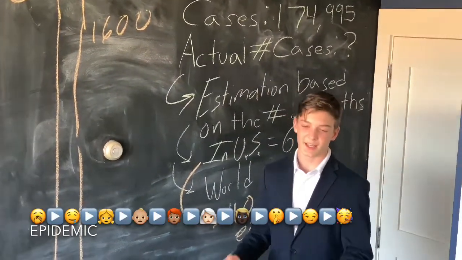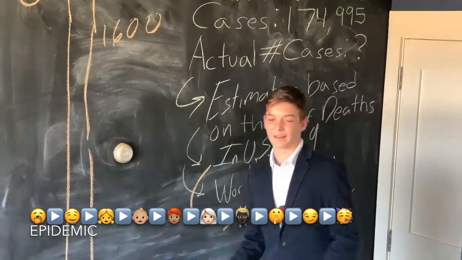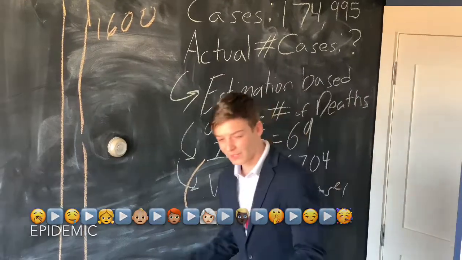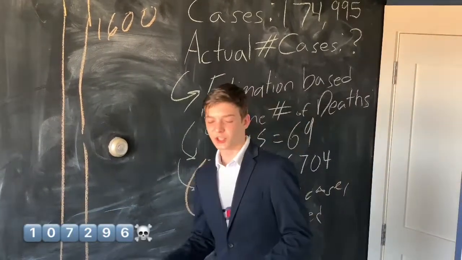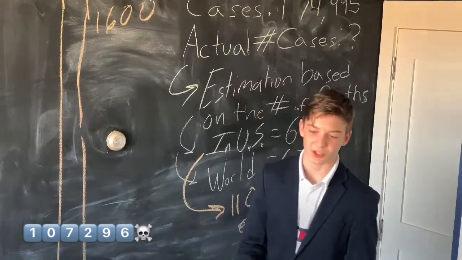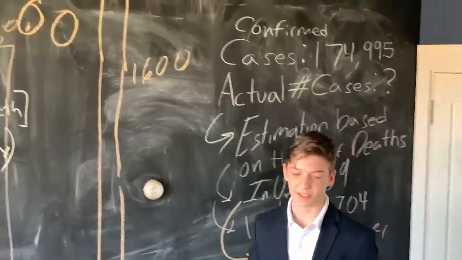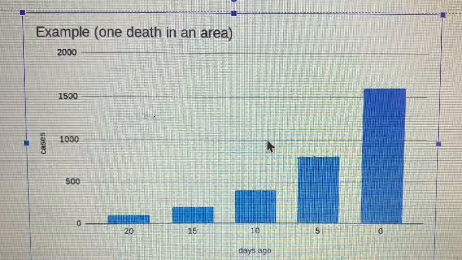This makes it an epidemic since many of them will continue throughout their normal lives, transmitting the virus to more and more people. However, sadly, assuming a 1% mortality rate, 107,296 people might die. And that's a crazy number. We have to limit this thing.